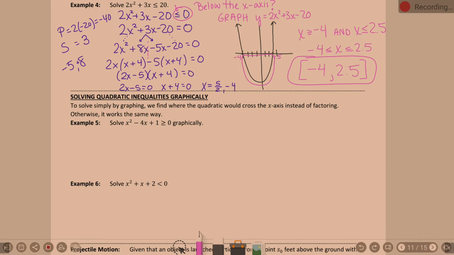So we are going to do this graphically, which means we're going to graph it. Obviously, make sure your inequality has a 0 on one side. And so then I'm going to be graphing y equals x squared minus 4x plus 1.